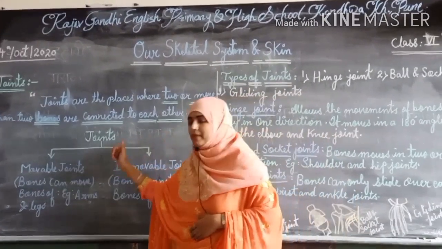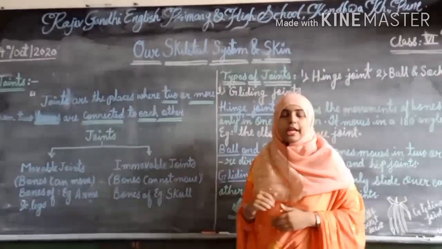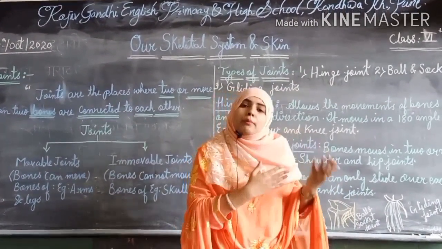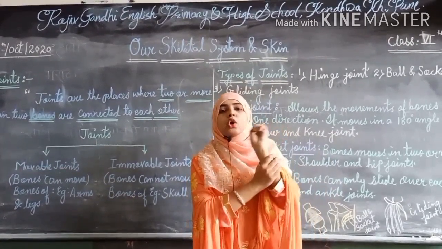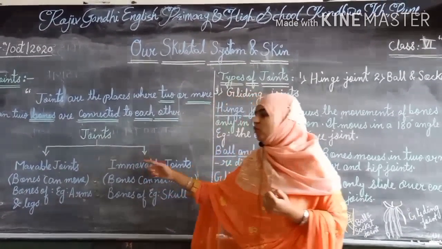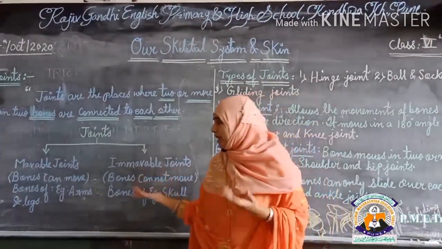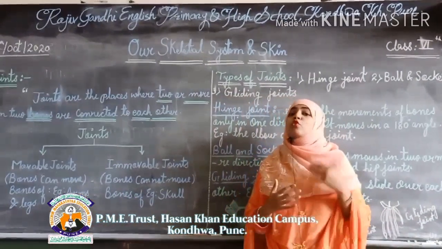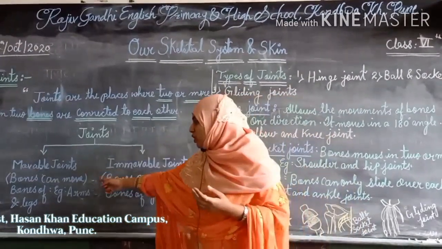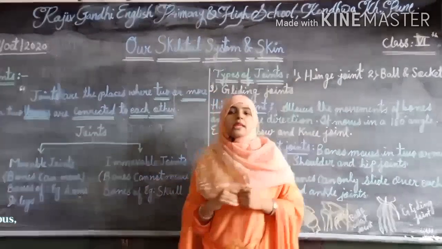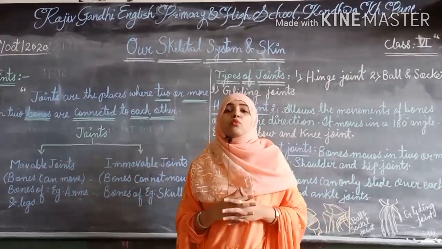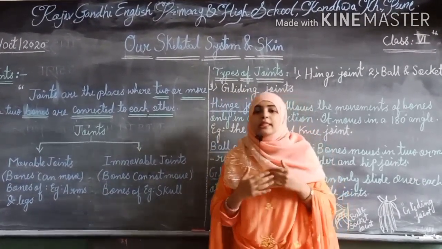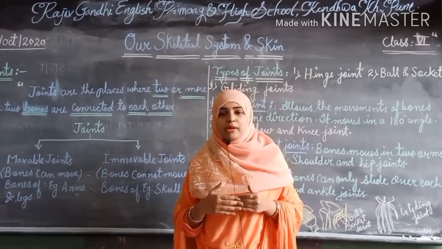Now come to the movable joints. As the name indicates, movable means it moves, like this, it moves. So which bones are those that move? The bones can move, for example, in arms and legs. The bones which are present in the arm and leg sides are known as movable bones.